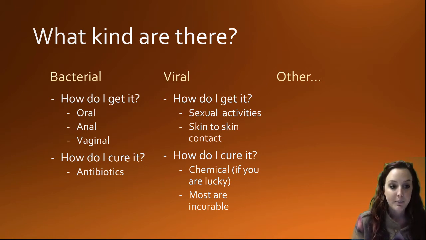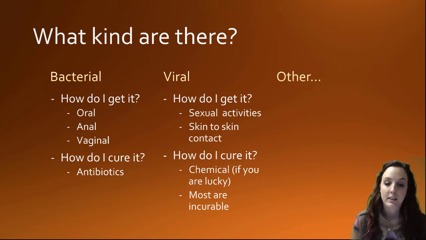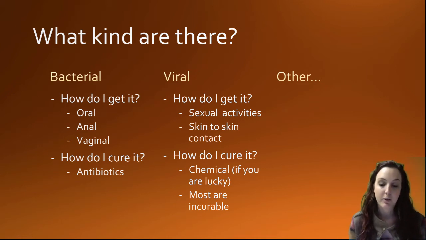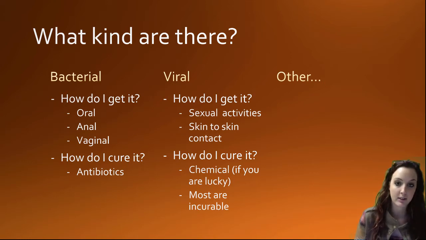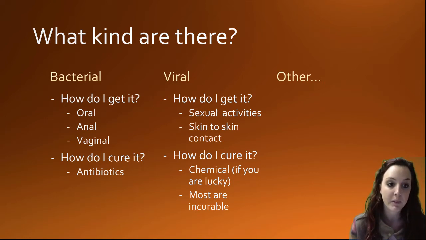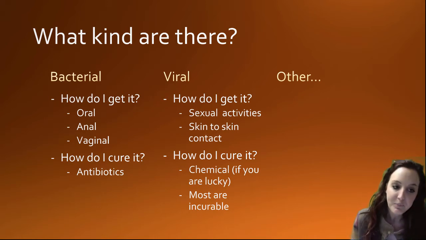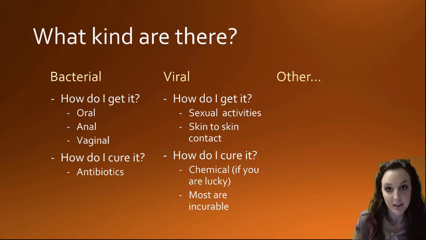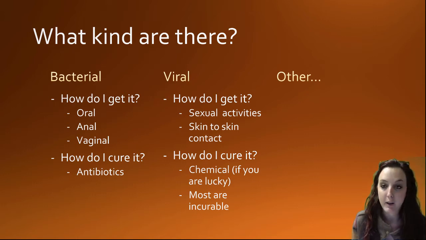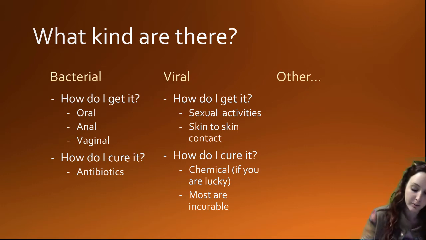Another type is viral. The same types of sexual activities that will increase your chances of a bacterial STI will also increase your chances of getting an STI virally. And this also includes any skin-to-skin contact. So if you come in contact with someone with the specific part of their body or appendage that is infected with this disease or this infection, you may also contract it. Chemicals will cure this if you are lucky, but most viral STIs are incurable.